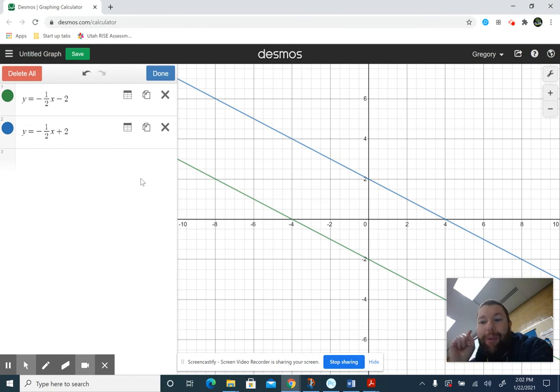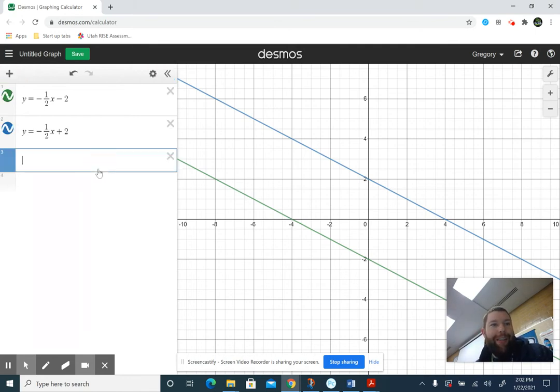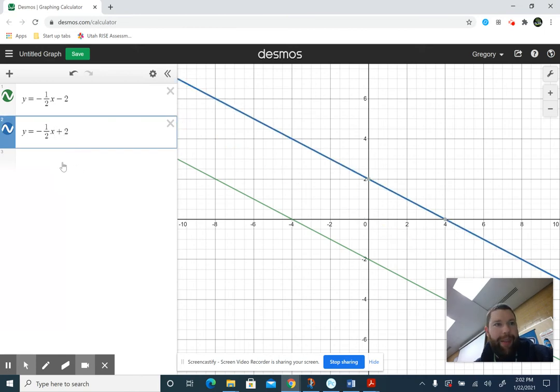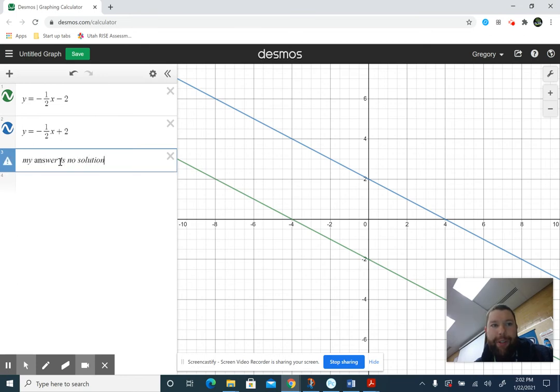Now again, with systems, we're looking for that point where those 2 lines intersect. But as you can see, these 2 lines are parallel. They will never intersect, which means this is one of those problems that has no solution. So the answer would be no solution. And I guess I'll just write that in here so those of you that are watching and not listening can see my answer. My answer is no solution. Okay, easy. Obviously, you'll have to put that in Canvas on your Canvas quiz, but you get the idea there.